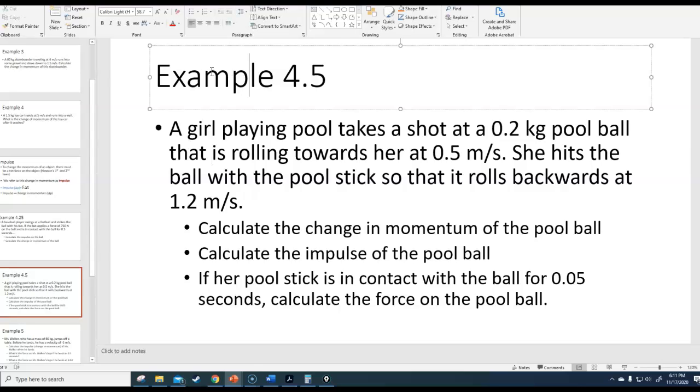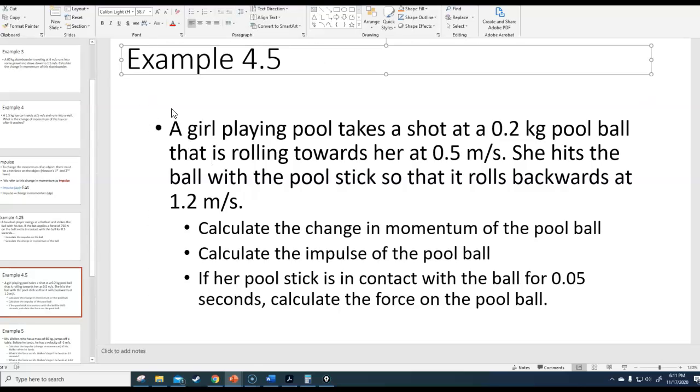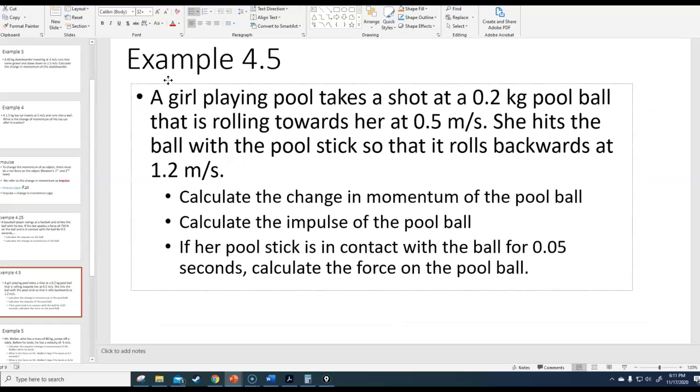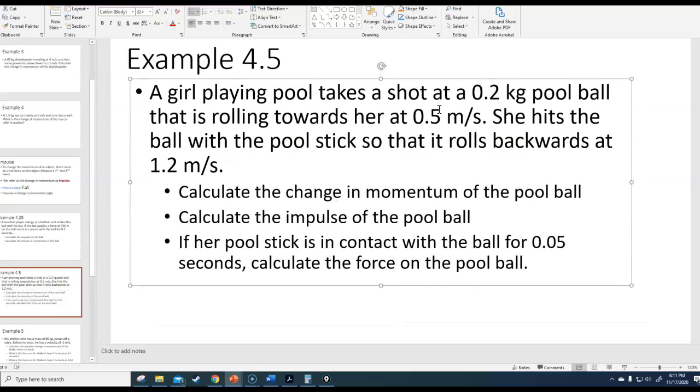Okay, so let's try example 4.5. It says a girl playing pool takes a shot at a 0.2 kilogram pool ball. Right away I see I've got mass right there. That is rolling towards her at 0.5 meters per second. Okay, so I'm going to label this VI for the initial velocity. I know this is the initial one, by the way, because I know she's about to hit the ball, so that's how fast it's moving before she hits the ball. And so after she hits the ball, it's going to roll backwards at 1.2 meters per second.